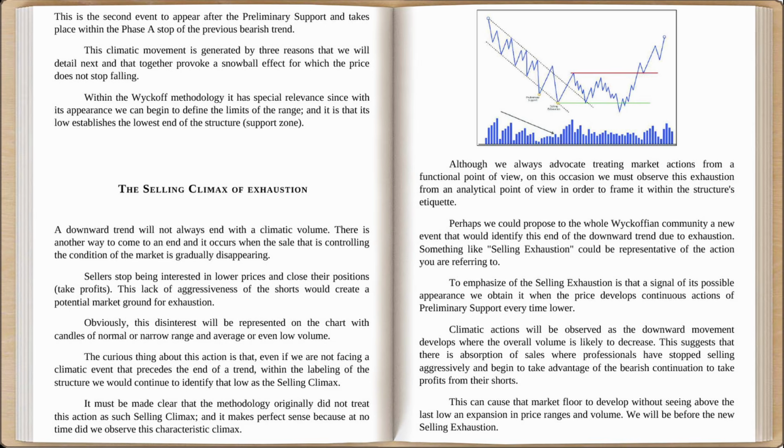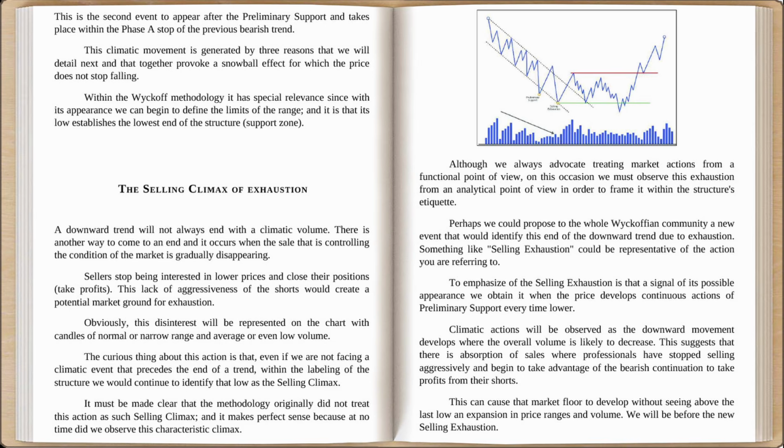The selling climax of exhaustion. A downward trend will not always end with a climatic volume. There is another way to come to an end, and it occurs when the selling that is controlling the condition of the market is gradually disappearing. Sellers stop being interested in lower prices and close their positions, take profits. This lack of aggressiveness of the shorts would create a potential market floor for exhaustion.